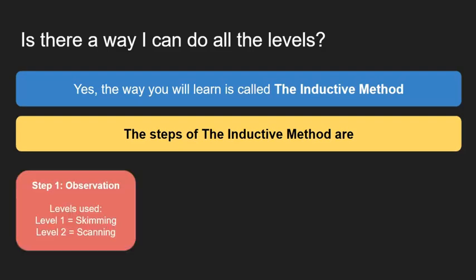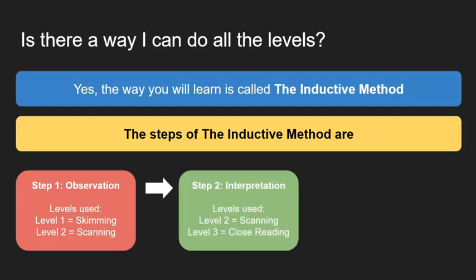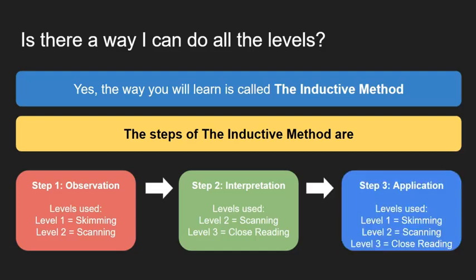The first step is observation. Many times when you're making observations about a text, all the levels that you need to use are skimming and scanning. The second step is interpretation, where you take the things that you've observed and you explain it more deeply. The levels typically used are scanning because you're looking at specific sections, and close reading because you are then thinking about what those things that you've noticed mean. Lastly, application. The levels that are typically used are skimming, scanning, and close reading because you're looking either at details really quickly or some of the things you pulled out or some of the things that you actually took time to look into.